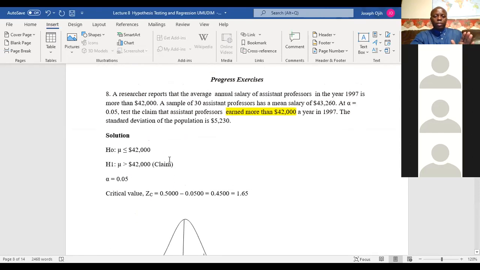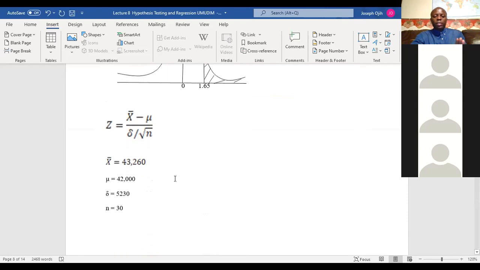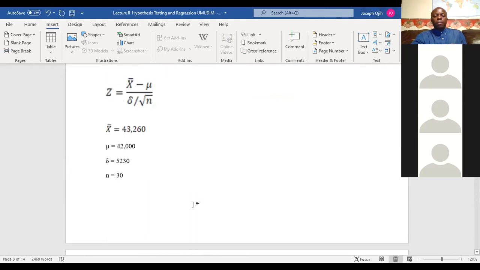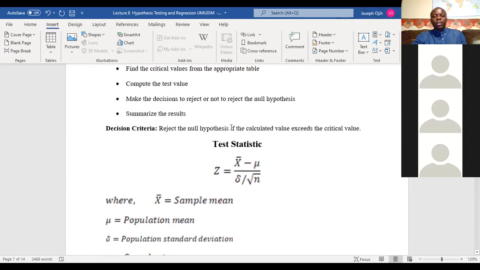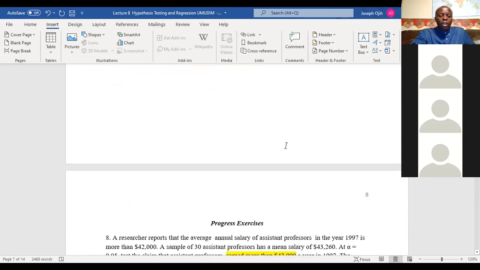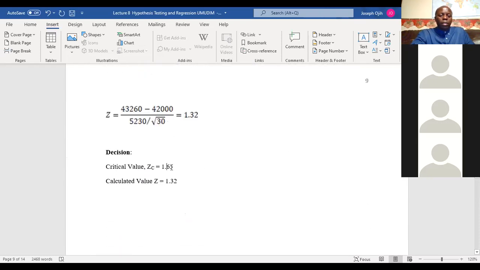Remember, we stated our hypothesis, we got our critical value, and we ran the test to get 1.32. Remember the criteria for making our decision: reject the null hypothesis if the calculated value exceeds the critical value. Otherwise, do not reject. Comparing the two, the critical value is 1.65 and the calculated value is 1.32. Because the calculated value is less than the critical value, we do not reject the null hypothesis.